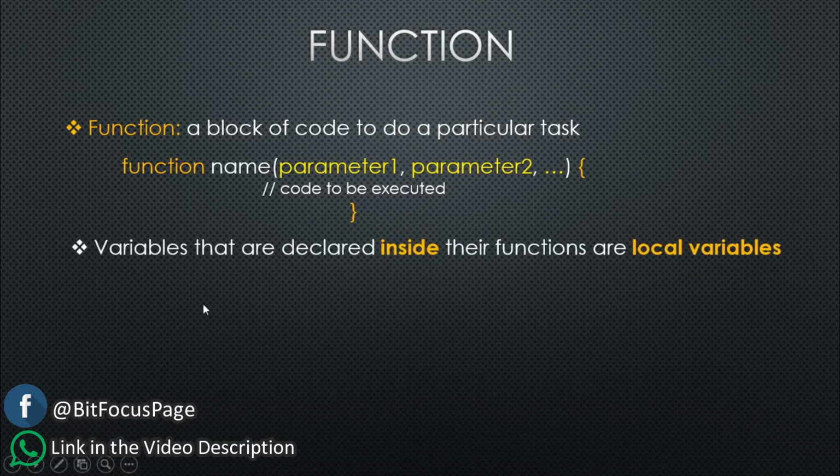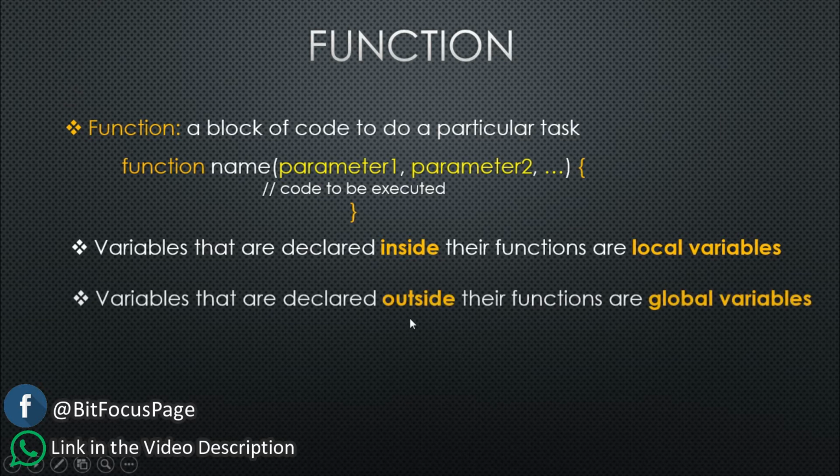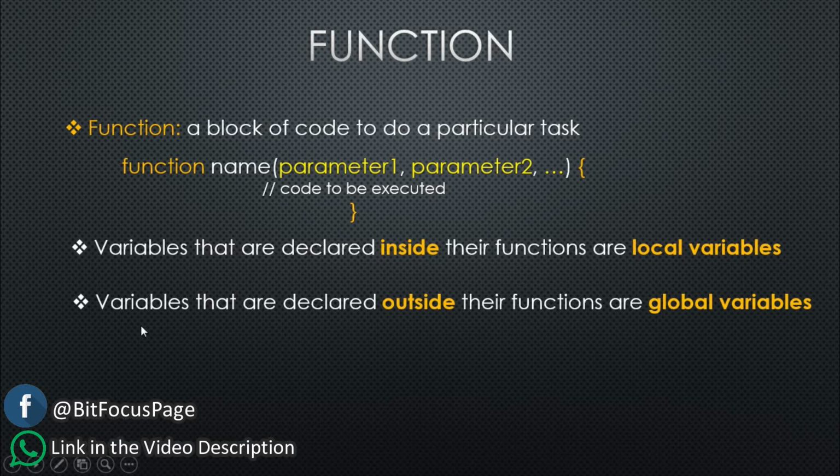There are some variables which are declared inside the function. For example, if you have some variables inside a function, they are local variables. Please remember, they are local variables and they cannot be accessed outside the function. Only inside the function are they accessible. And we also have global variables. Whenever you declare one or more variables outside a function, they are global variables. It means they are accessible anywhere in this file.